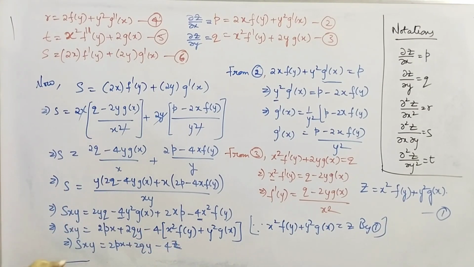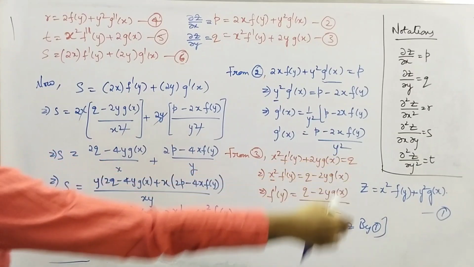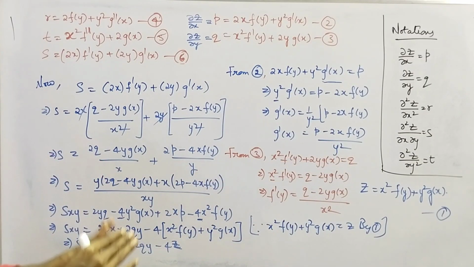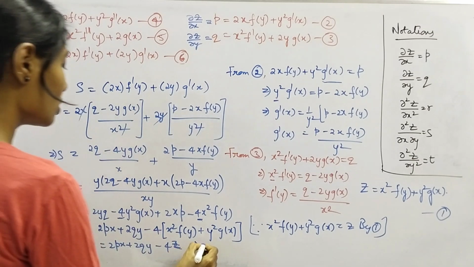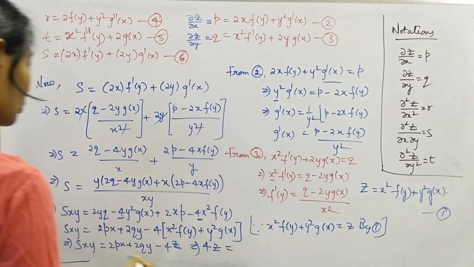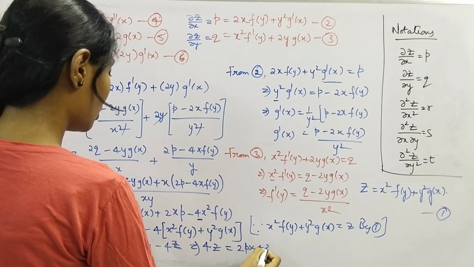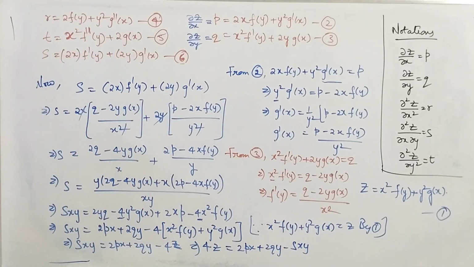Let's write this to LHS and bring this to RHS, so that you can write the terms that do not involve any of the p, q, r, s, t on one side, and the terms that involve p, q, r, s, t on the other side, right? So this gives us 4z equal to 2px plus 2qy minus sxy, which is a required partial differential equation.